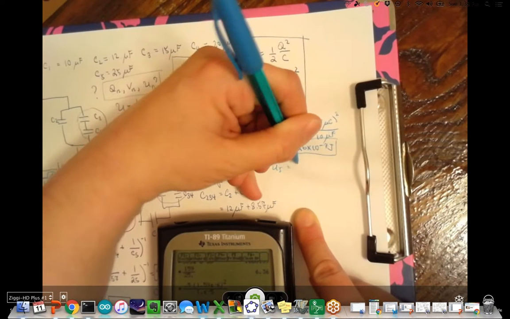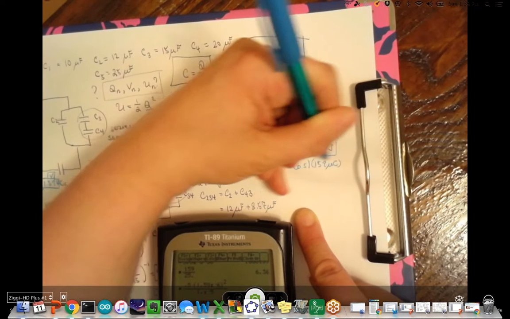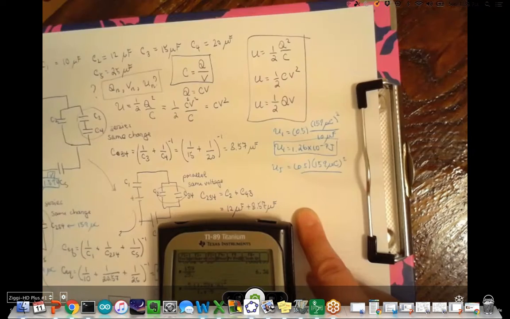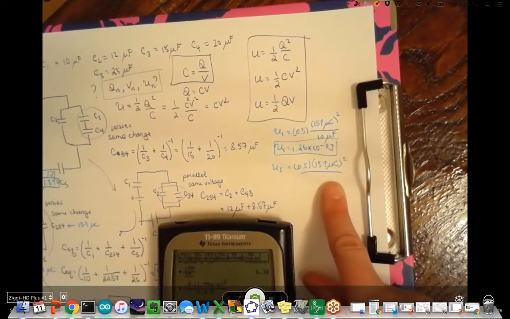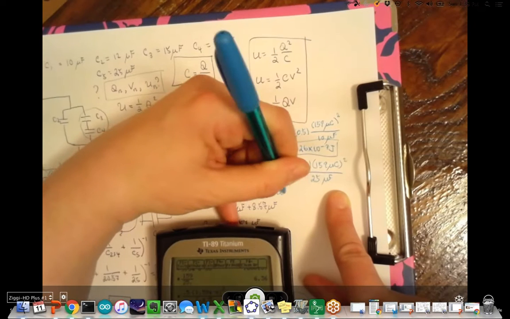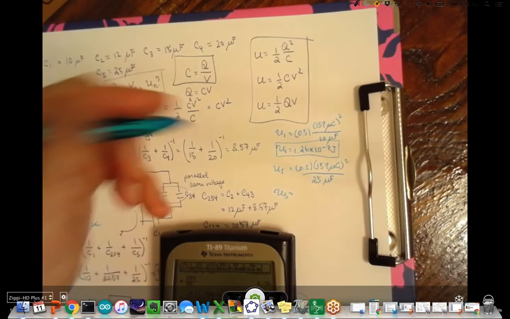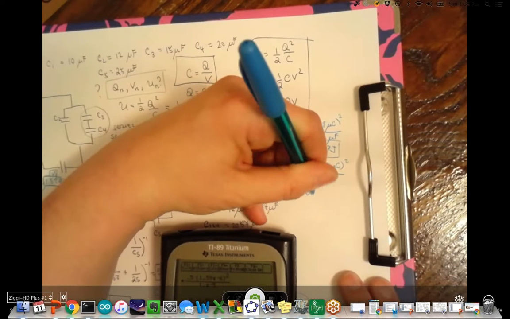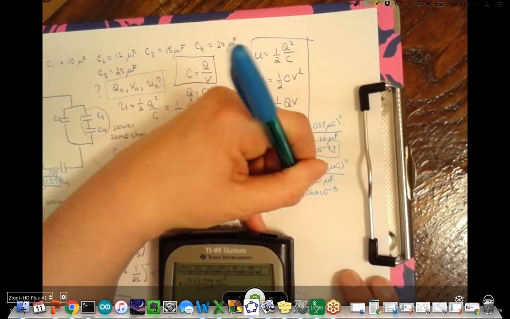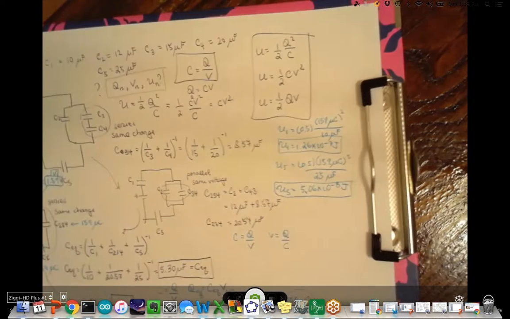And the energy on 5 is 0.5 times 159 microcoulombs squared, divided by a C of 25 microfarads. So U5 has an energy of 5.06 times 10 to the minus 8 joules. All right, so we're done with two of these capacitors.